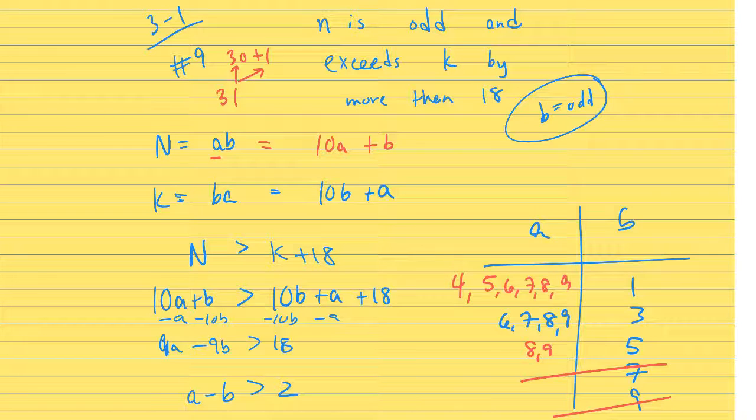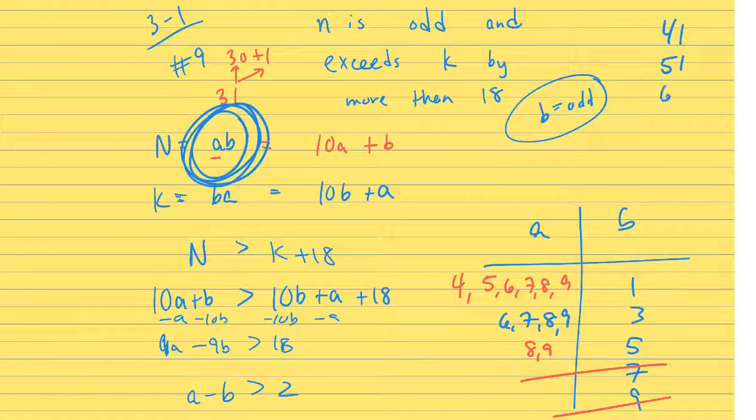So my answers for all the possible values are the original number, which is AB. That's going to be 41, 51, 61, 71, 81, 91. Then 63, 73, 83, 93. Then 85, 95. I was jumping up to 87. Okay, so we always go in the order of AB because this was written as AB here. This is 85, this is 95, this is 63, this is 73, 83, 93.